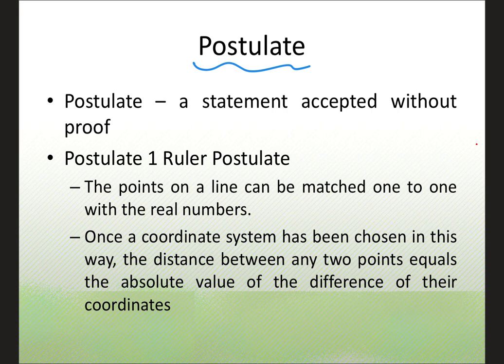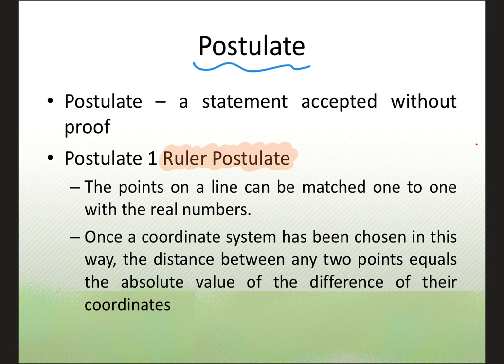And the first one we're going to look at is called the ruler postulate. Some of them are very important. Ruler postulate's not something you're going to need the name of a lot, just the concept. But the ruler postulate says that the points on a line can be matched 1-to-1 with real numbers. So every point on a number line can get given a value.